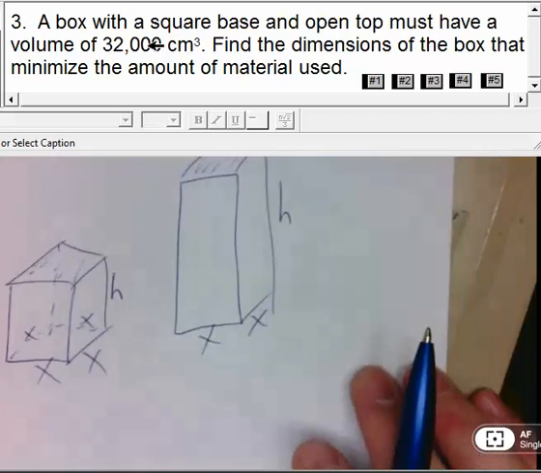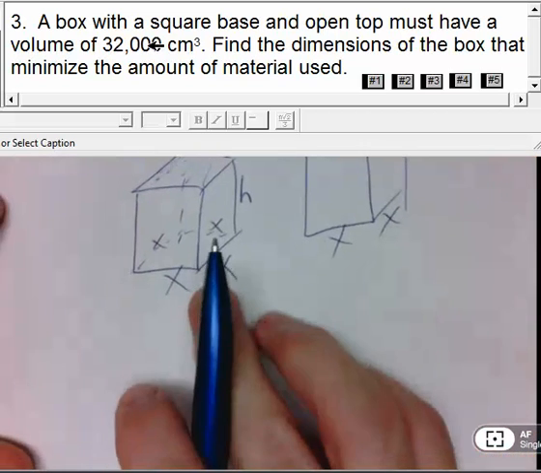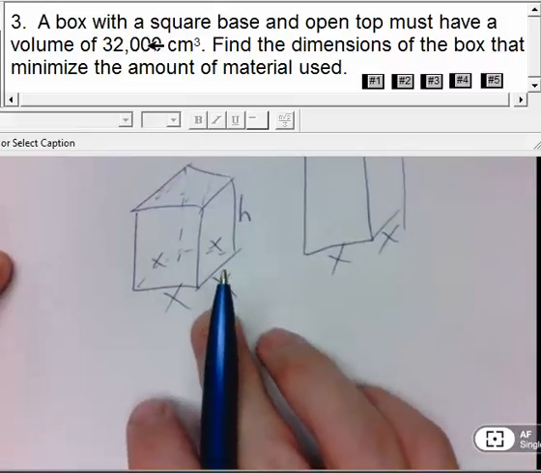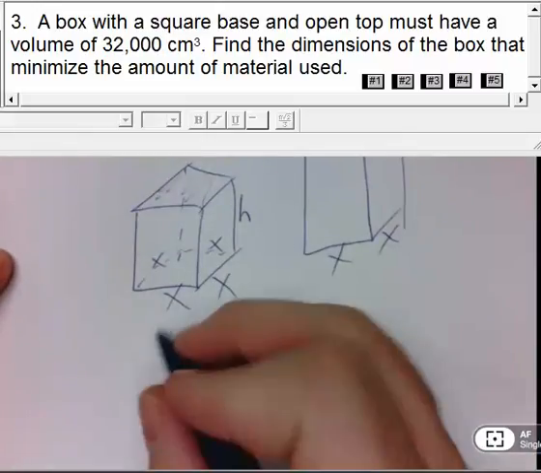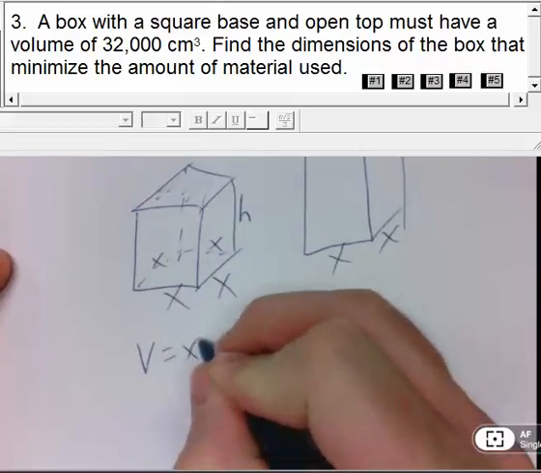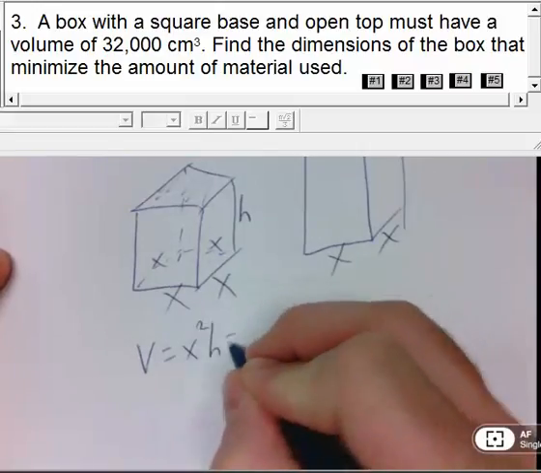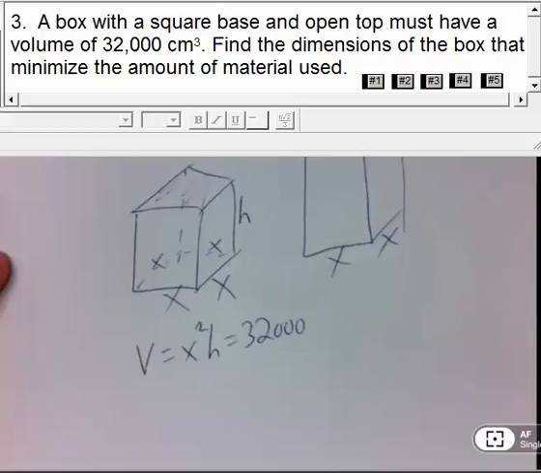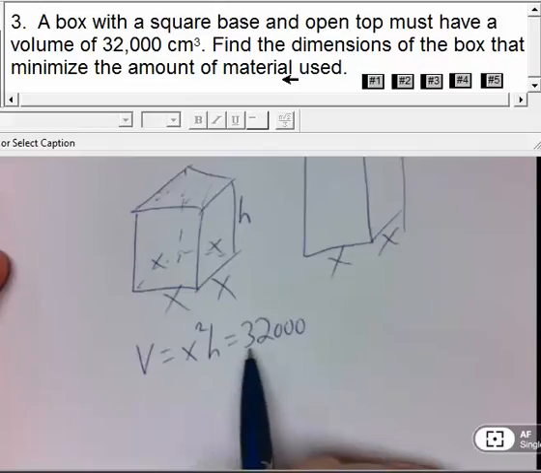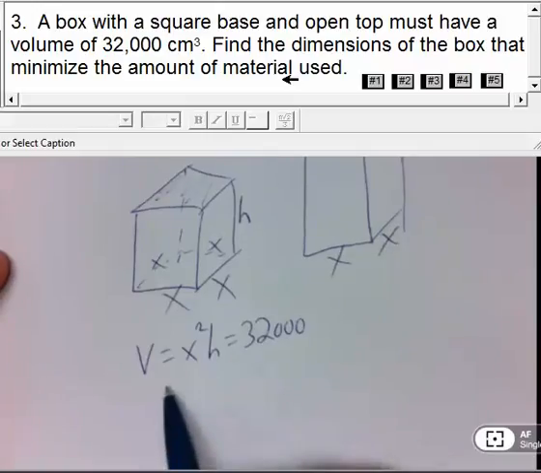All right, so there's my picture. I'll just focus in on this one. It doesn't really matter. And they're telling me the volume is 32,000, right? So the volume is x times x times h, so x squared h, and that's 32,000. Great. All right, done. Problem's over. Not quite. We're trying to minimize the material used. That's not volume. Material used would be surface area.